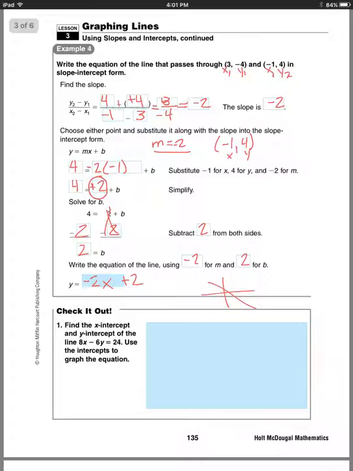Find the x-intercept and y-intercept of the line 8x minus 6y equals 24 and use the intercepts to graph the equation. That is like example number 1.